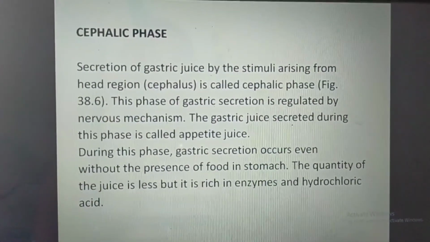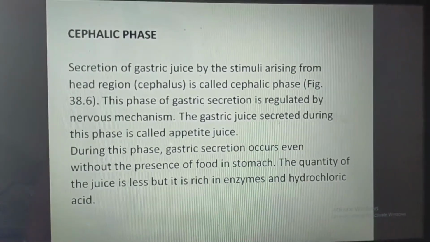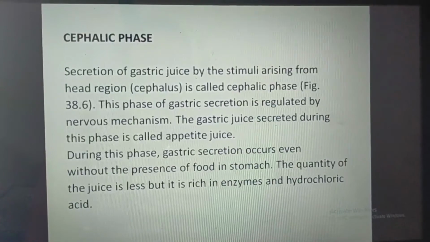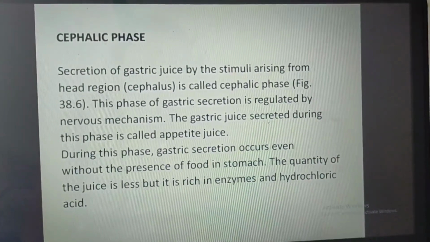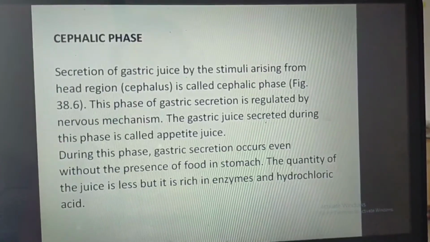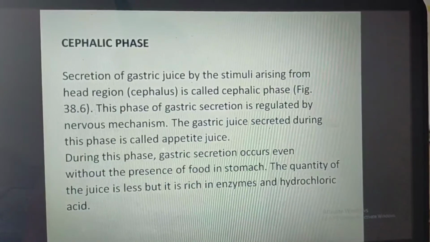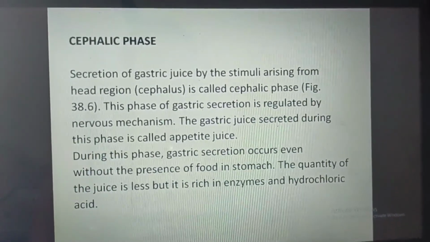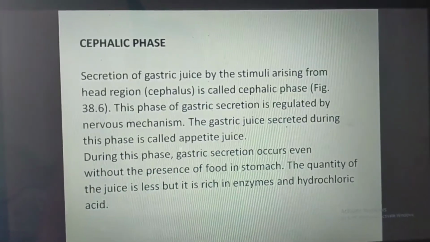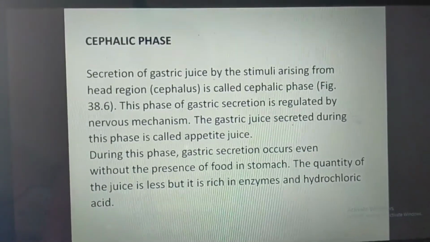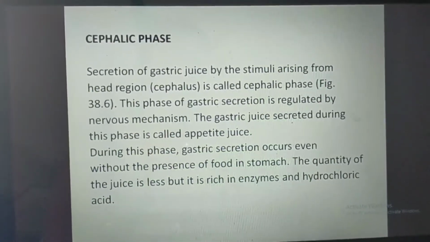First, we'll talk about the cephalic phase. Secretion of gastric juice by the stimuli arising from the head region, cephalus, is called the cephalic phase. This phase of gastric secretion is regulated by the nervous mechanism. The gastric juice secreted during this phase is called the appetite juice. During this phase, gastric secretion occurs even without the presence of food in the stomach. The quantity of this juice is less, but it is rich in enzymes and hydrochloric acid.